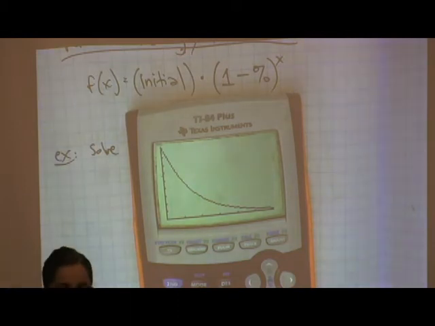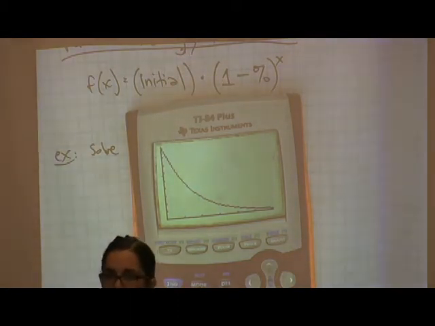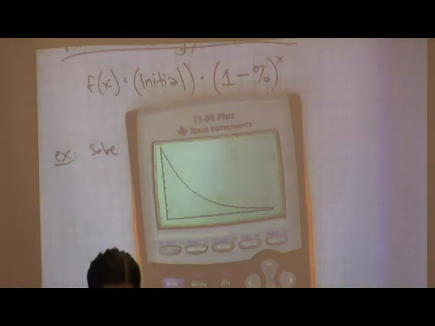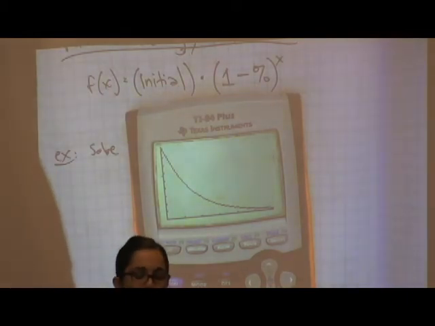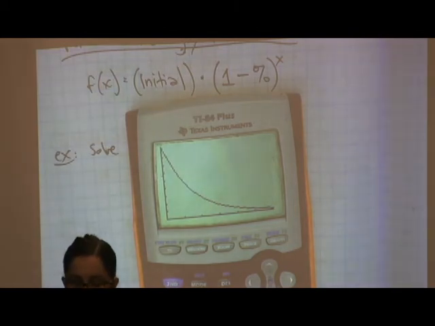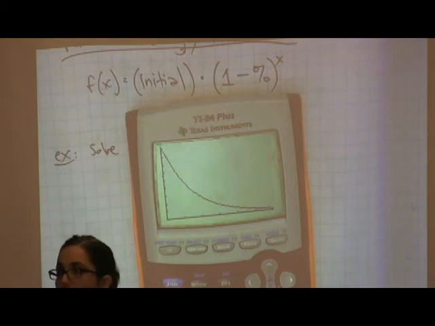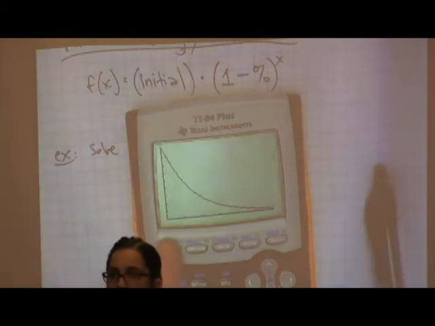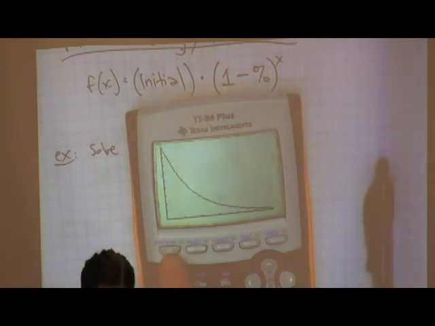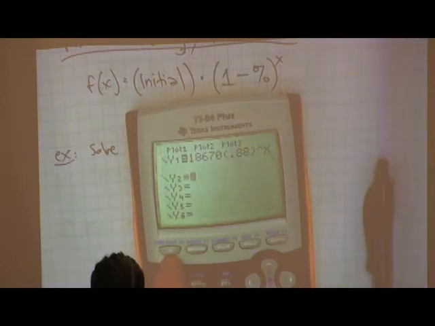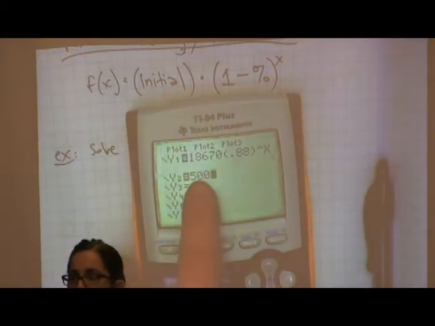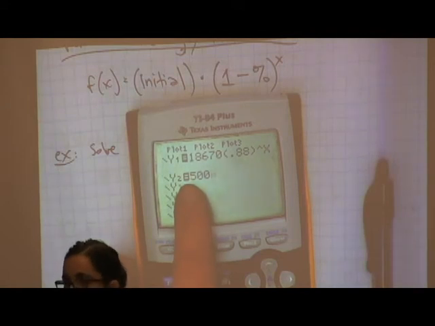Here's the problem. Here's what I want. Do we want to know when the X or Y is 500? Which one represents value? The Y. So back on our Y equals screen, I want to know when Y is equal to 500.